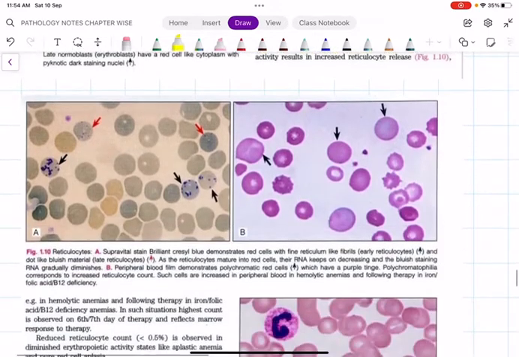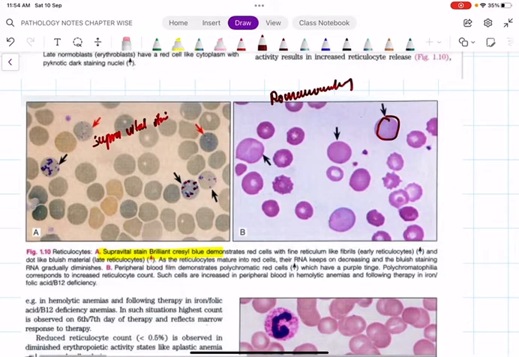You can see here in this picture, this is the supravital brilliant cresyl blue. You can see the cells which have some dots. What are these? These are reticulum-like fibrils. And in picture B, you can see so many cells. This is the normal staining; this is the supravital staining. This is the normal Romanovsky stain. I told you why Romanovsky stains are not commonly used. Unless you know, you can't differentiate whether it is a reticulocyte or not. See the arrow-marked cells.